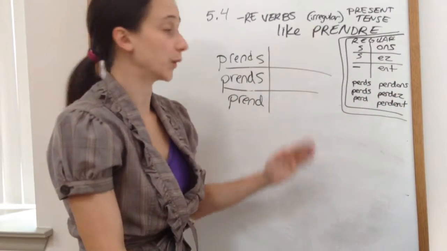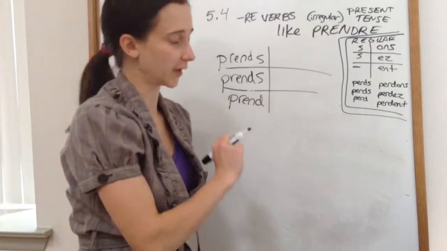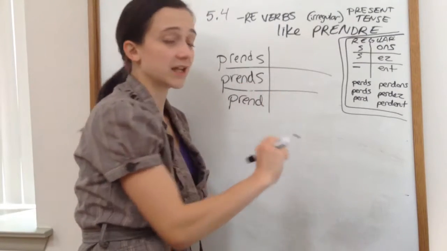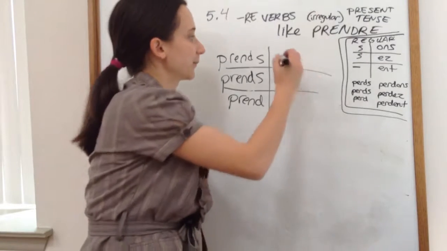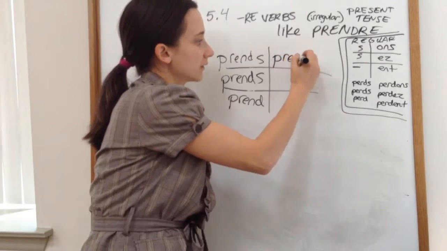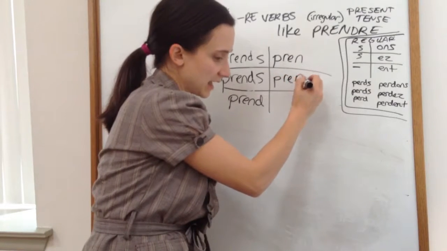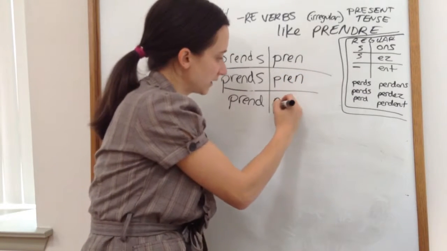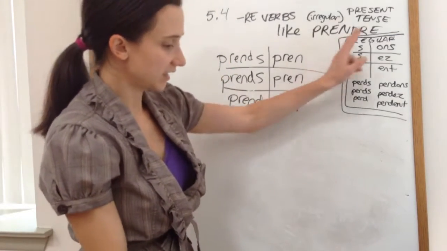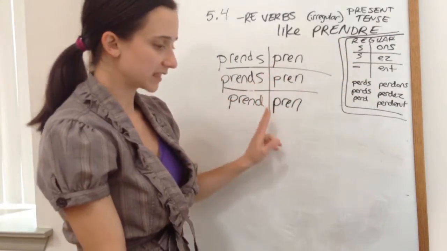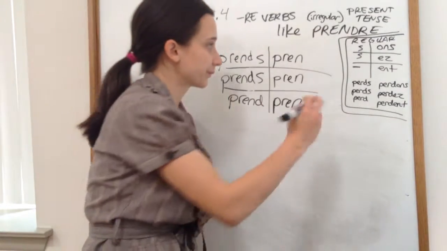Now let's get to the plural side, and that's where it's going to get a teensy bit trickier. We're going to take off the D and the R and the E. So now we have P-R-E-N. So we took off the D-R-E, now all we have is this. So what are we going to add to it?